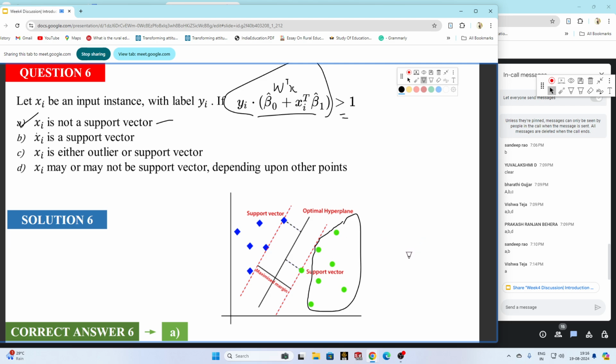Okay, so any doubt regarding this? Again I am repeating: when your data point is on this line, this is a support vector, and your equation will be equal to 1. When your data points are on this line, your equation will be -1. When it is beyond this, on the right-hand side, all these points, then your equation will be greater than 1, and these points are not support vectors. If it is less than -1, these points are again not support vectors. So option A is your correct answer.